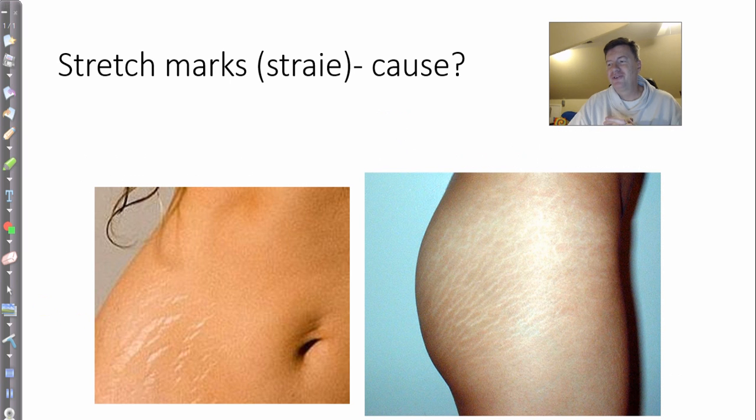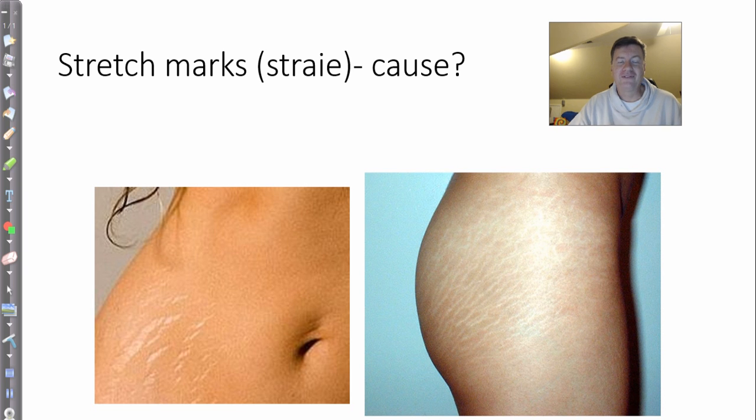One other thing we can associate with the dermis, or a couple other things. One you've probably heard of is stretch marks. These are called striae. What are stretch marks? Stretch marks are when the dermis has been stretched really beyond its ability to recoil. We see this a lot in pregnant women. Most women end up with stretch marks. We also see this in those who've gained a lot of weight.